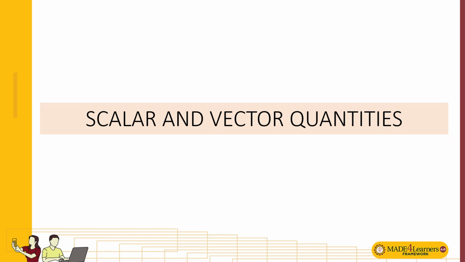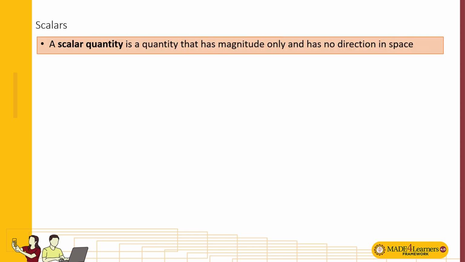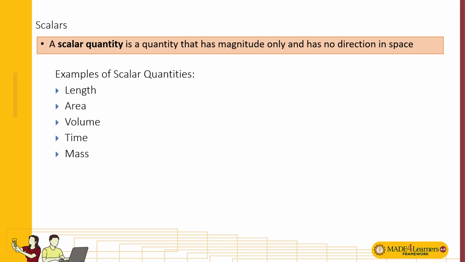So for scalar and vector quantities review, a scalar quantity has magnitude only and has no direction in space. These are some examples of scalar quantities. We do not say, for example, if your mass is 60 kilograms, that you are 60 kilograms north or 60 kilograms 30 degrees south of west, right? So just say the quantity and the unit. The same goes with these other quantities that we'll be exploring as we go along in our discussions.